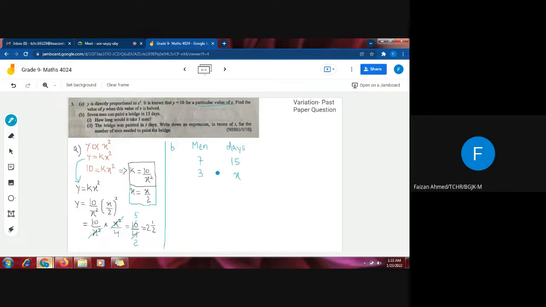So this is an inverse relation, and we know that to solve an inverse relation, we use sideways multiplication. Sideways multiplication means we have to multiply 7 with 15, and 7 multiplied by 15 will be equal to 3 multiplied by x. Since we have to find the value of x, we'll shift this 3 to the other side. 3 is being multiplied on this side, and when it goes to the other side, it will get divided. So it will look like this: 7 multiplied by 15, and the whole divided by 3.